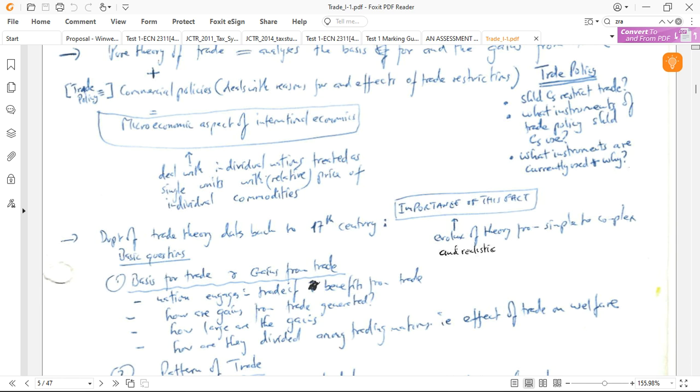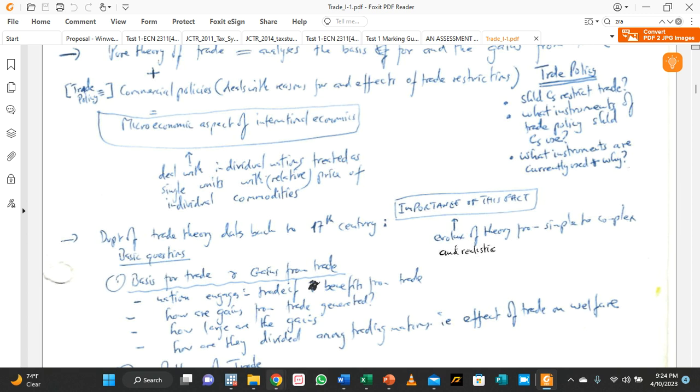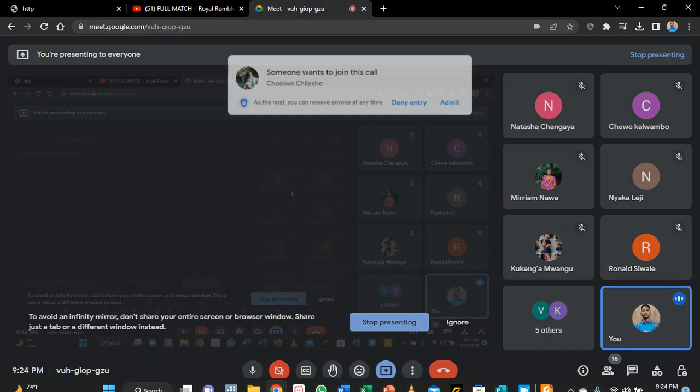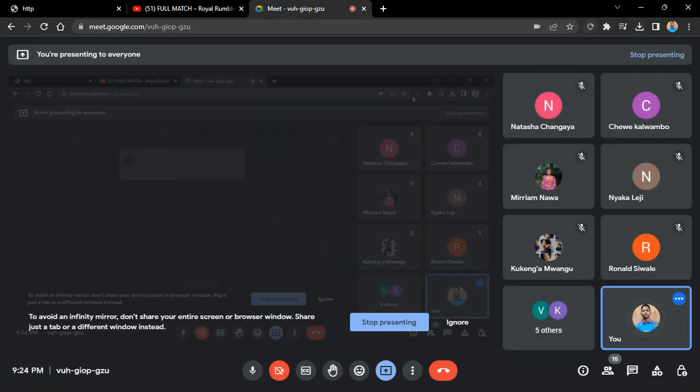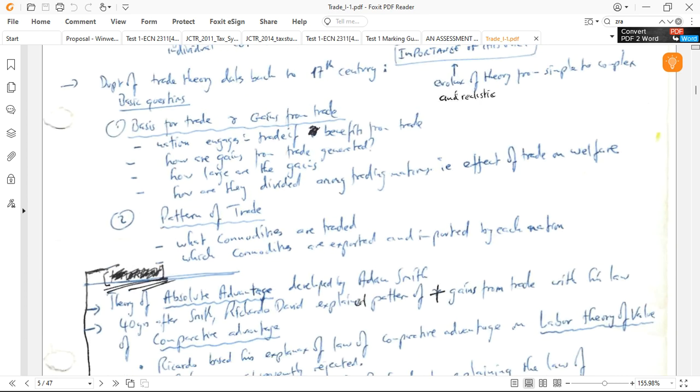So the first part of this course, you'll be dealing with trade theory. Everything will be based on trade theory. Then later on, we're going to look at the patterns of trade.